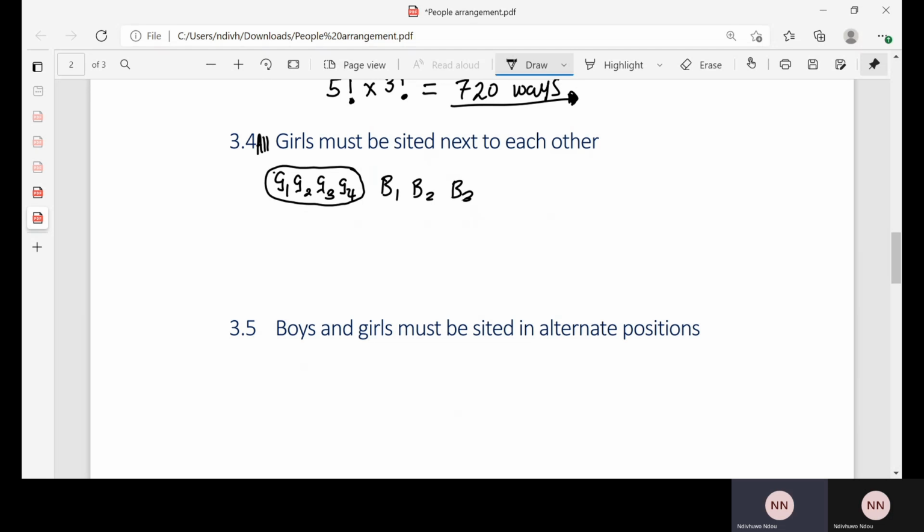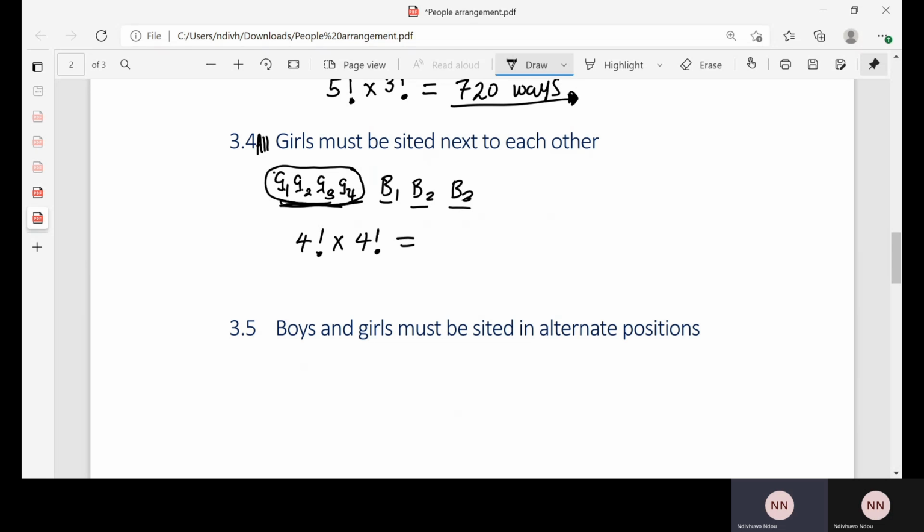So if all girls must be seated next to each other, it's the same as 3.3. We take all these people as one thing, then we count how many people we are to arrange. It's 1, 2, 3, 4. So it will be 4 factorial. Remember, don't forget to go inside. Inside, the girls can sit in many different ways. So we just count how many there are inside. 1, 2, 3, 4. They can also be arranged inside in 4 factorial ways.